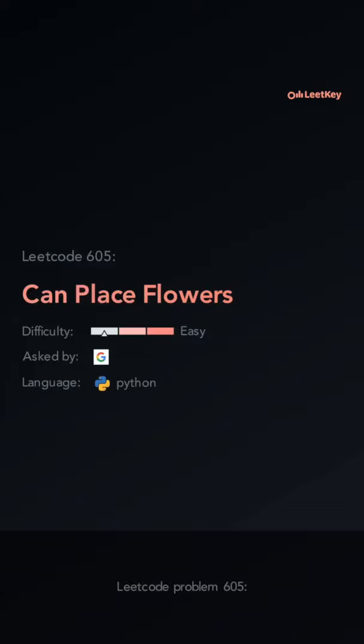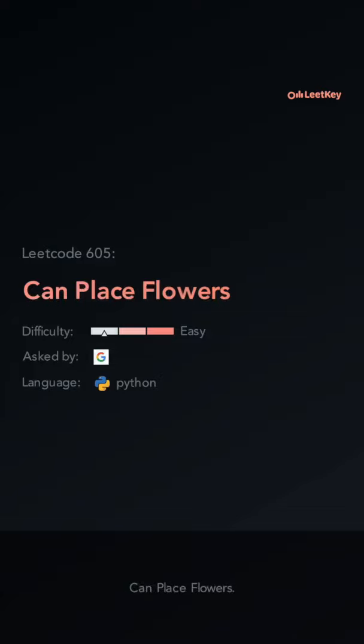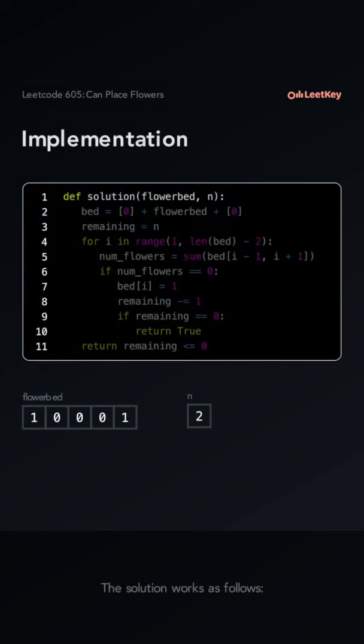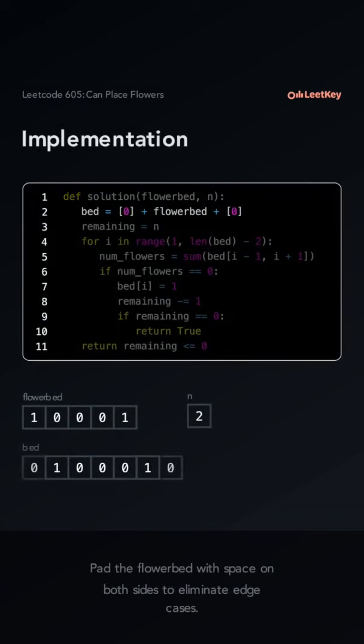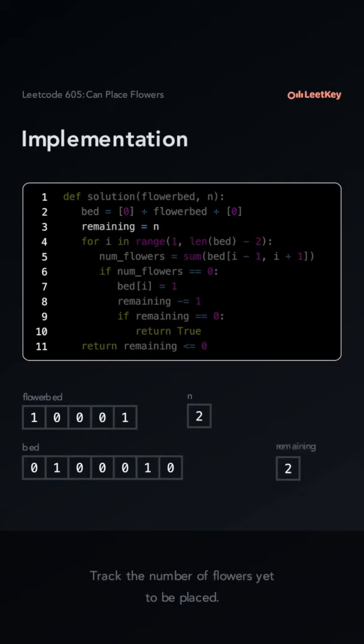LeetCode problem 605. Can place flowers. The solution works as follows. Pad the flower bed with space on both sides to eliminate edge cases. Track the number of flower beds yet to be placed.